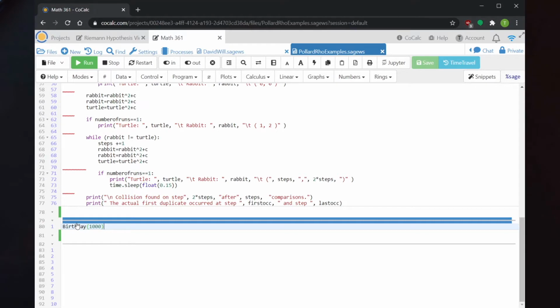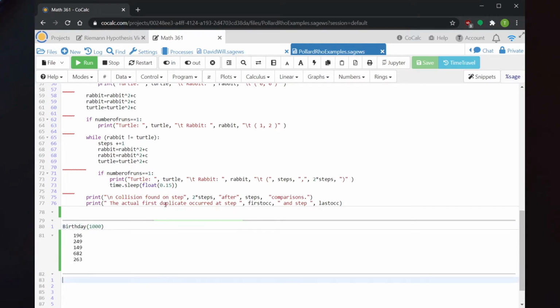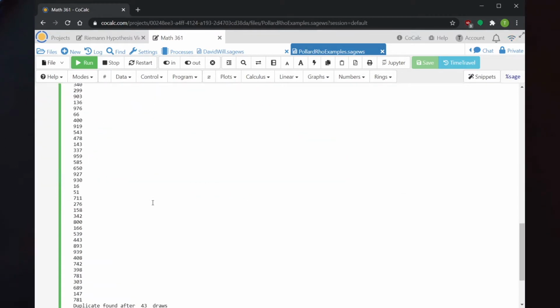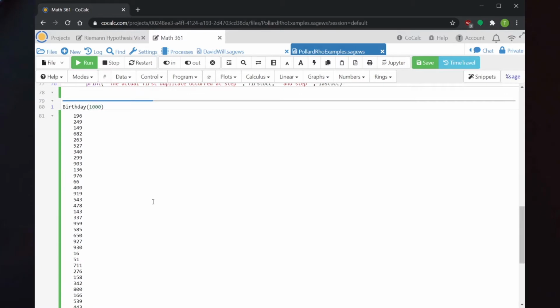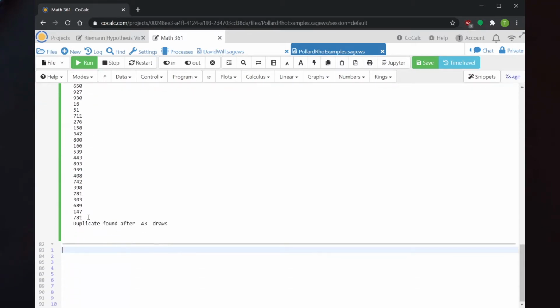So the first thing I want to do is just do an example of this birthday question that we were talking about. So I'm going to draw numbers here at random from 1 to 1,000. And the computer is going to just generate random numbers between 1 and 1,000, and it's going to do that until it generates a duplicate. So here you'll see the first number was 196, then 249, then 149, and it keeps doing this for a while. And you'll see the first duplicate is 781.